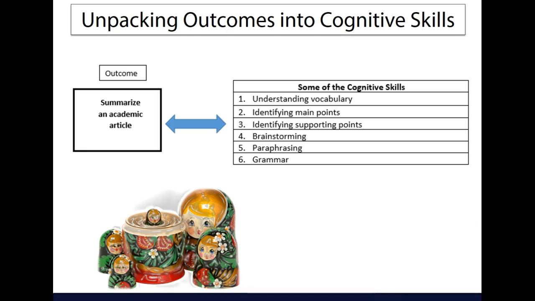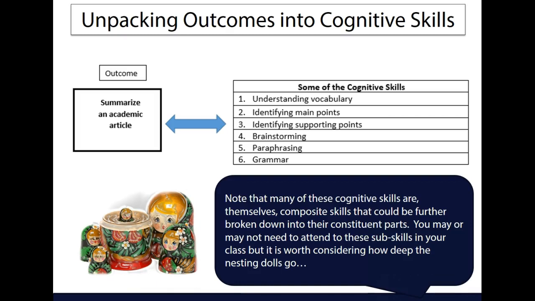And we need to peel those things apart as part of our backwards design and realize that in order to summarize an article, students have to have a whole bunch of other skills first. Understanding vocabulary, identifying main points, brainstorming, paraphrasing, grammar, a whole bunch of other stuff too. Even these are composite skills that you would want to think about when you design your class.